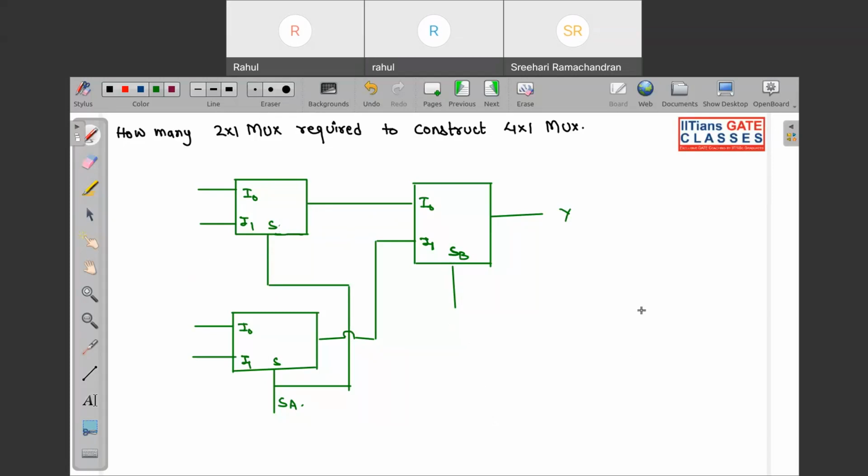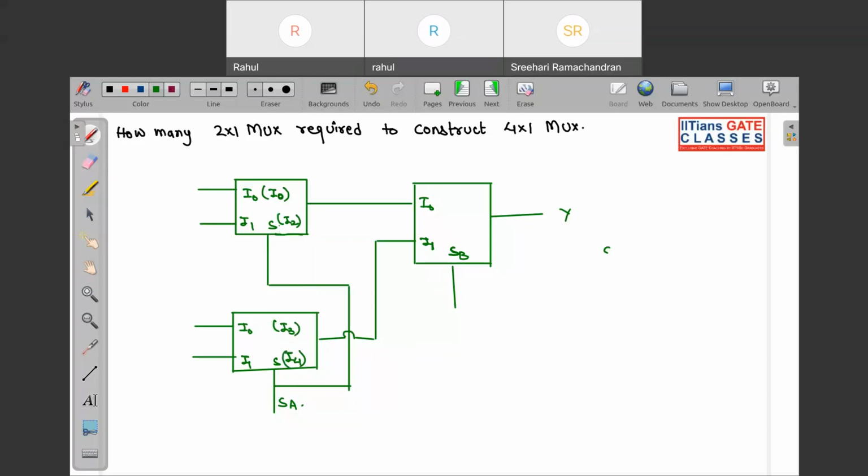Which do you think is LSB? Which is MSB? See, controlling is SA itself. See, basically this needs to be acting as your control for the 4 cross 1, this should be I naught, this should be I2, this should be I3, and this should be I4.